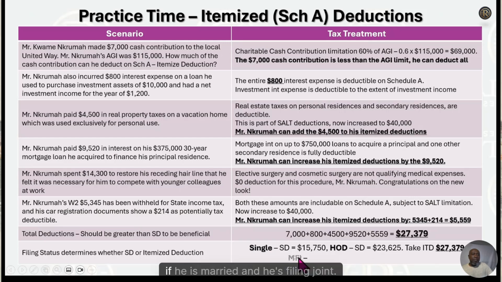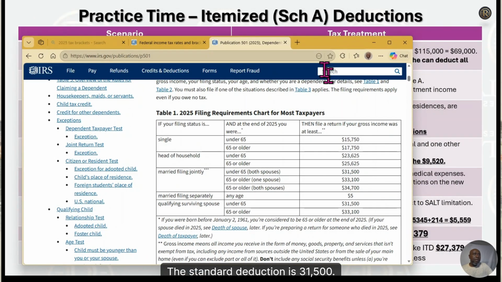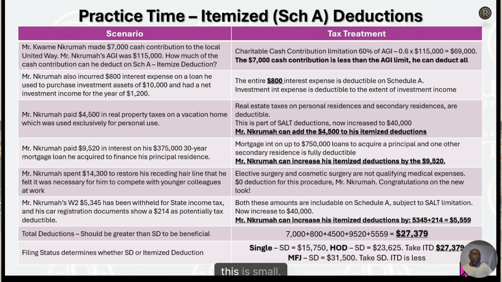On the other hand, if he is married and filing jointly, remember, the standard deduction for married filing jointly is $31,500. So in that case, $27,379 is small. So he would not benefit from itemizing. He is better off just taking the deduction for married filing jointly. Okay. So in that case, itemizing does not help him. So this is how it works. Okay. So this is a good practice.